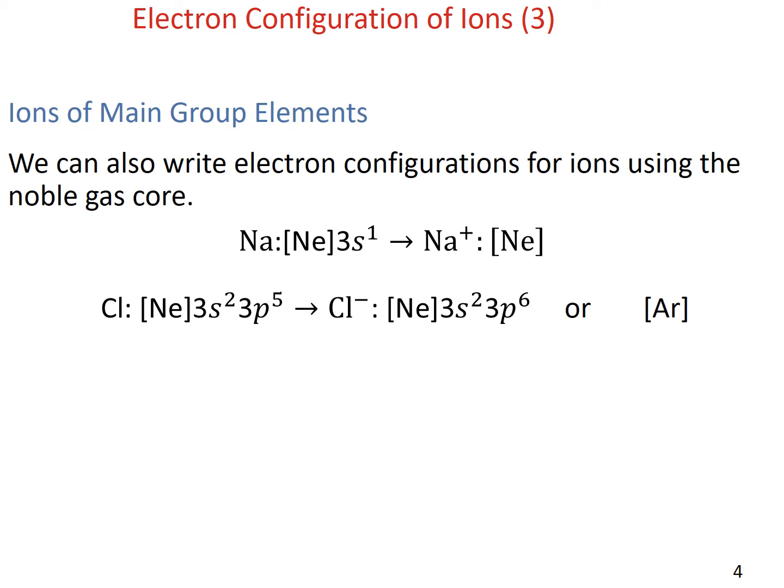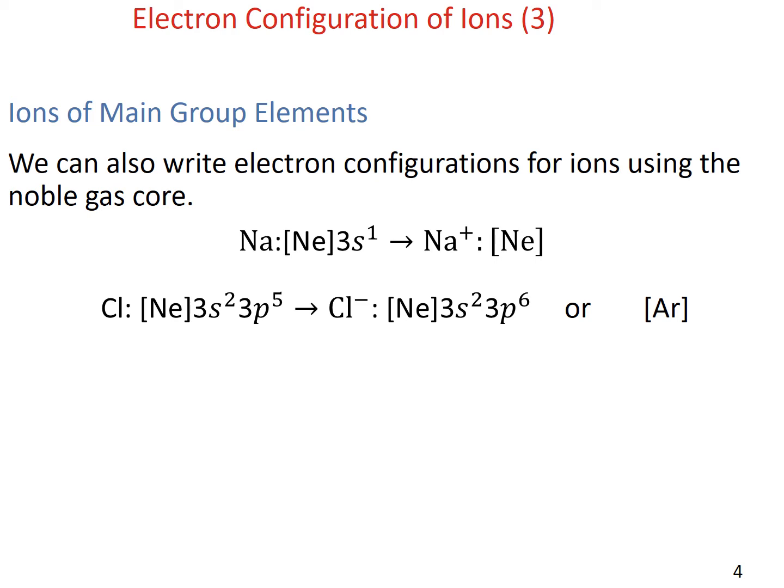Really important here, that does not mean that it is neon. So you can represent an electron configuration as bracket neon, but that does not mean that it's neon or the same as neon or chemically similar to neon or anything like that. But it does mean that it has the same number of electrons and the same electron configuration as neon.